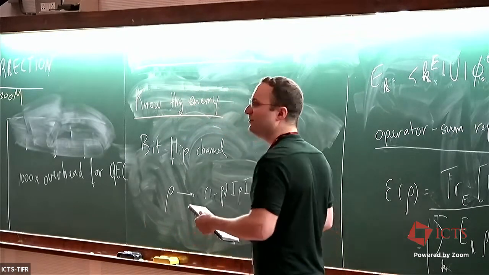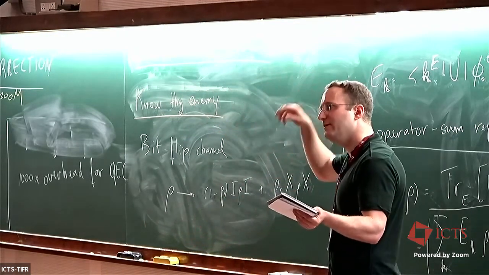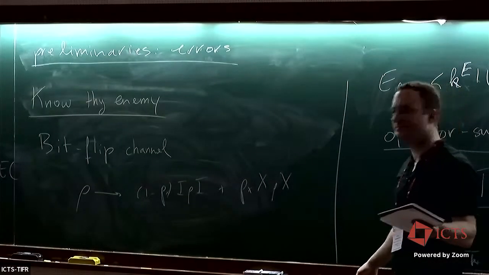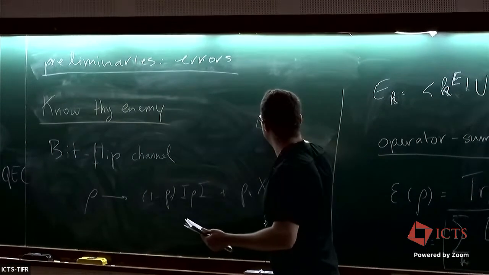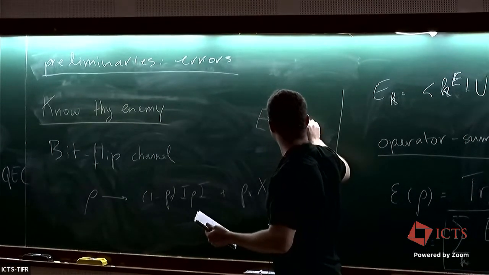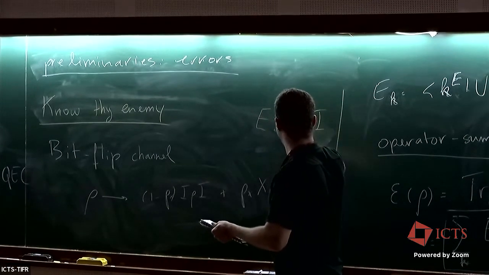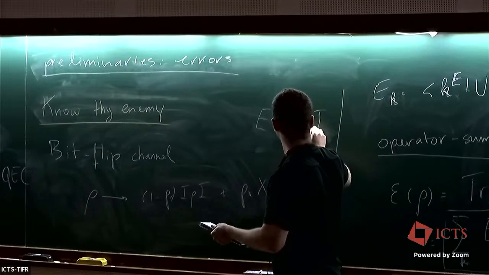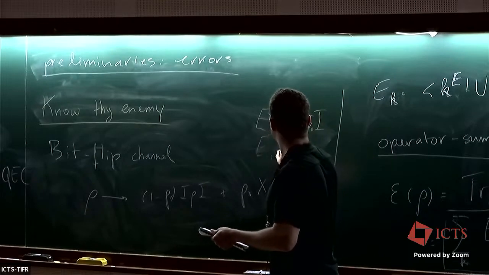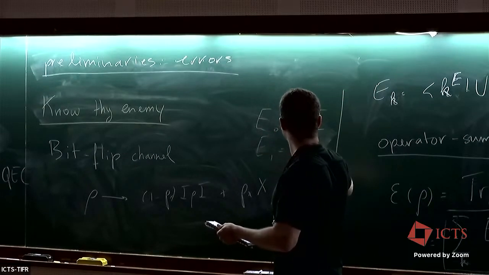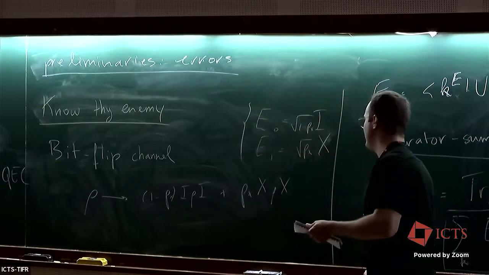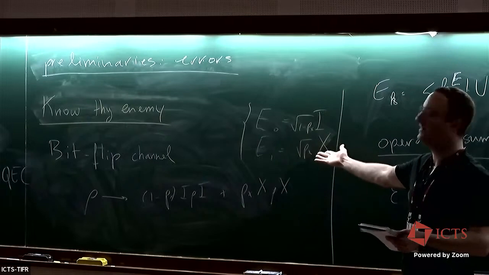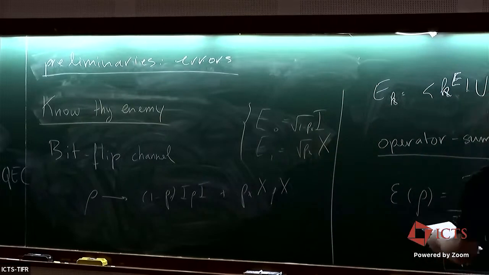What are the Kraus operators here? I and X. You need square root of 1 minus p times I here, and square root of p times X for E1. These are the two Kraus operators of the bit flip channel. You can check that this trace preserving condition holds.